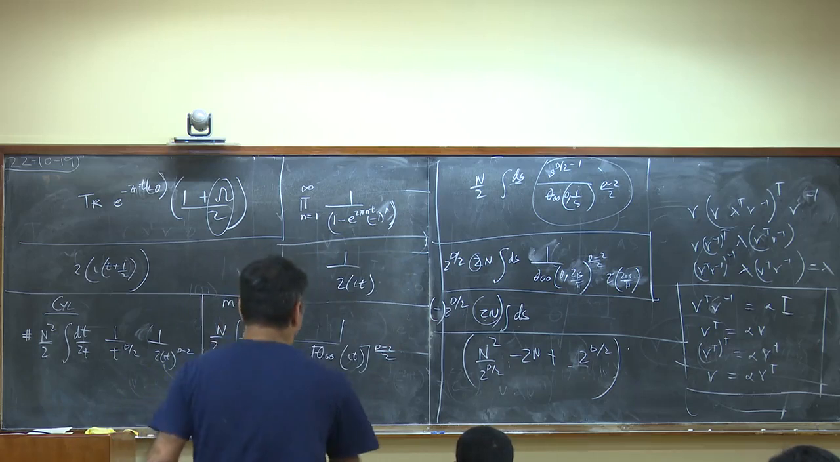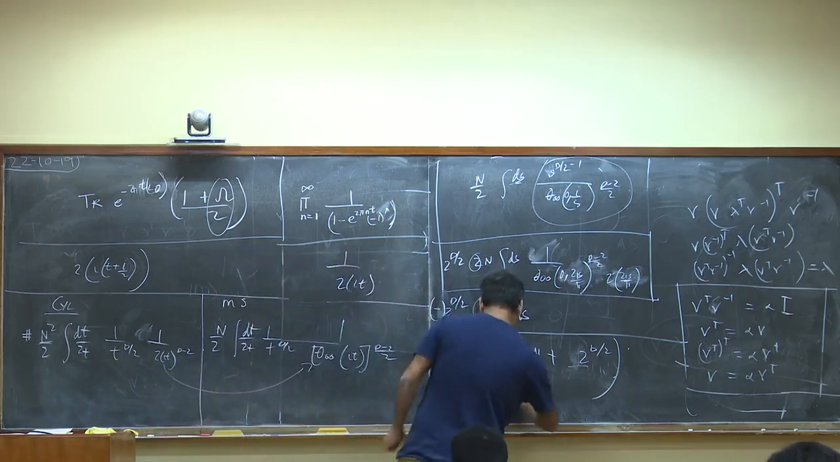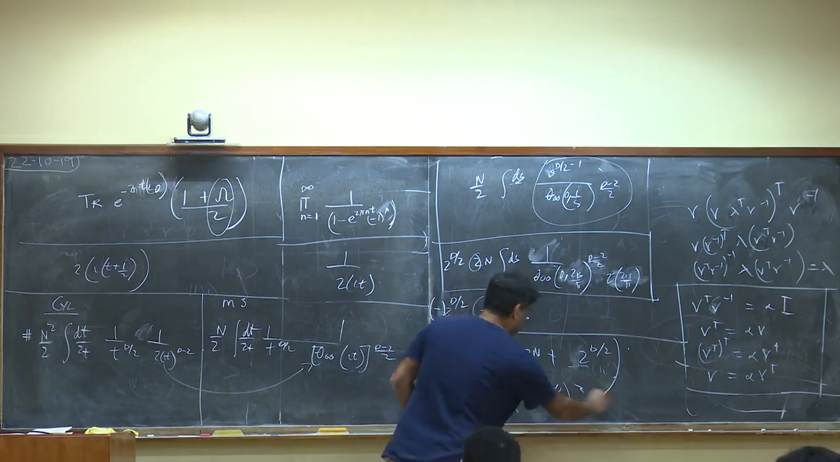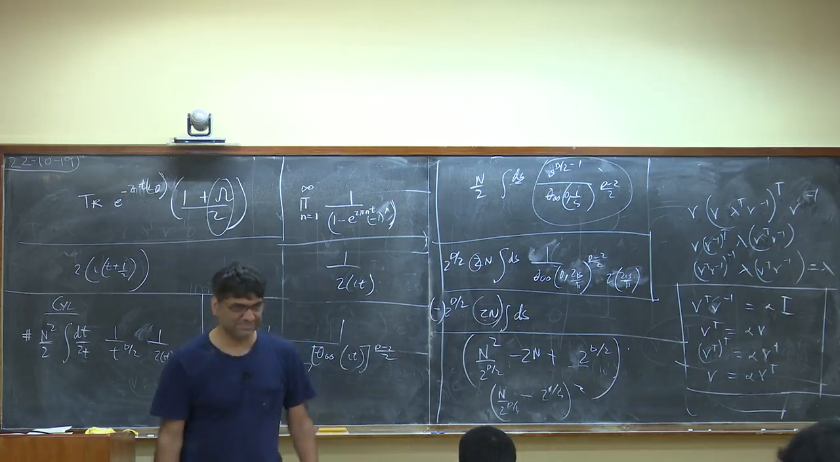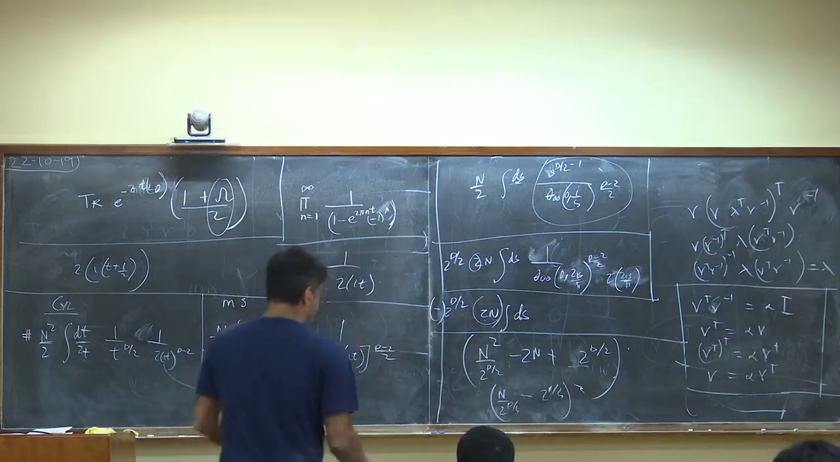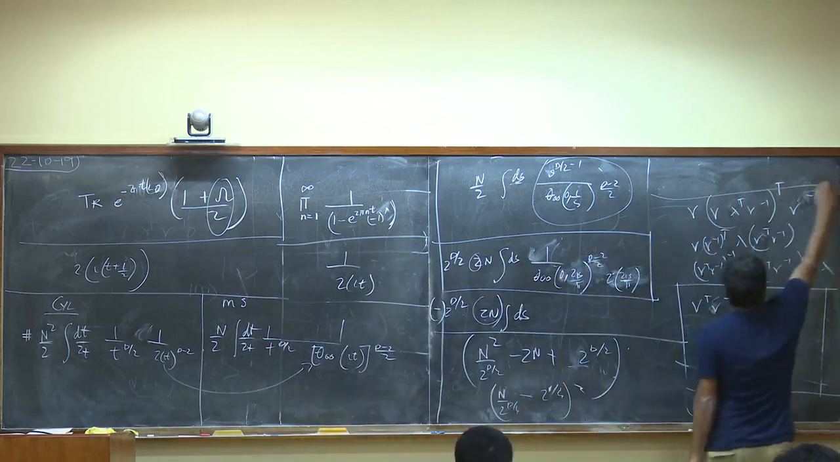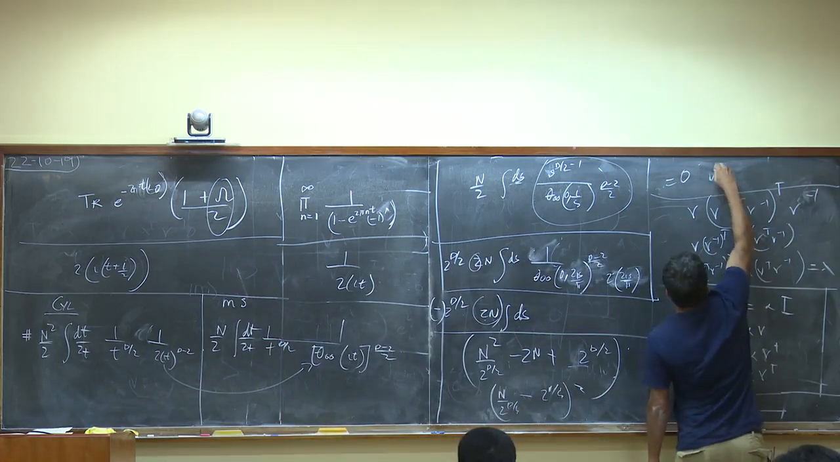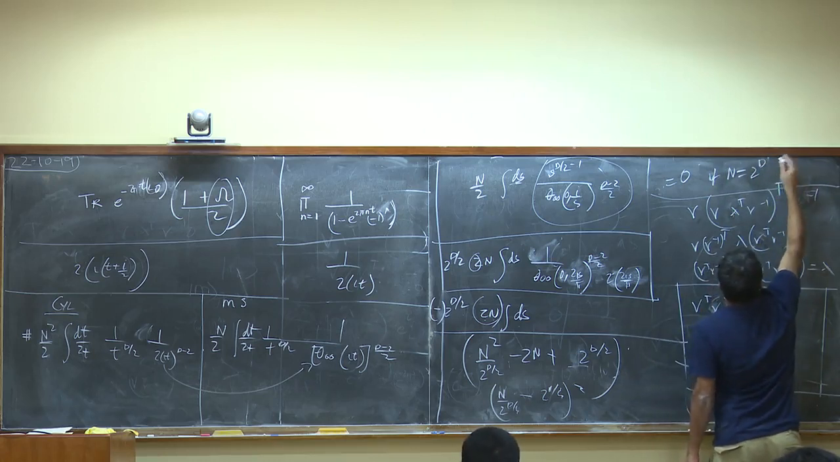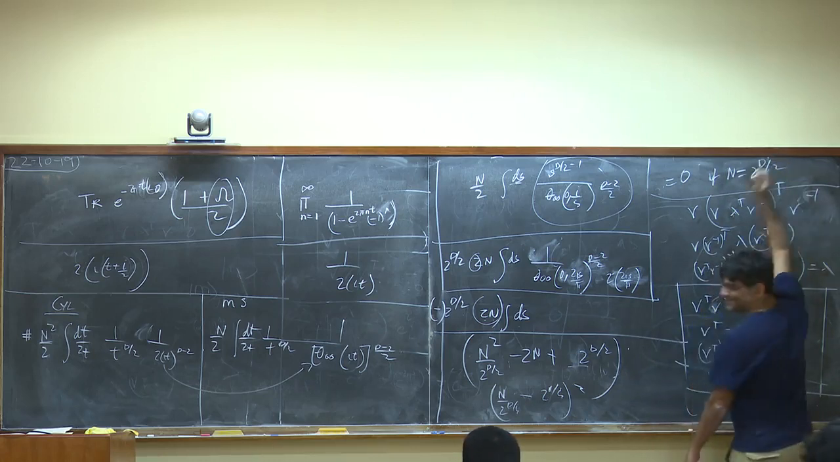Okay, and therefore that's n by 2 to the power d by 4 minus 2 to the power d by 4, the whole thing squared. Okay, and therefore it is equal to 0 if n is equal to 2 to the power d by 2.